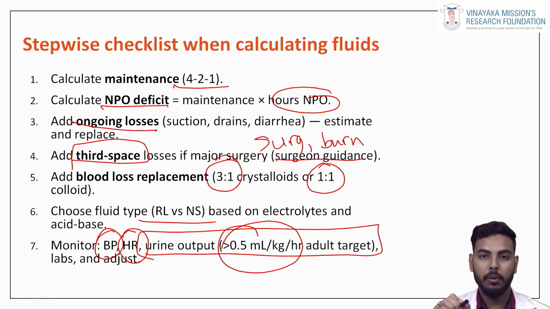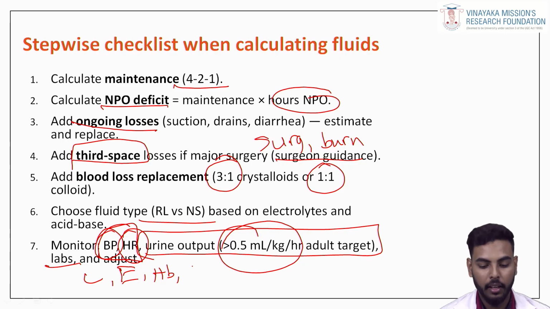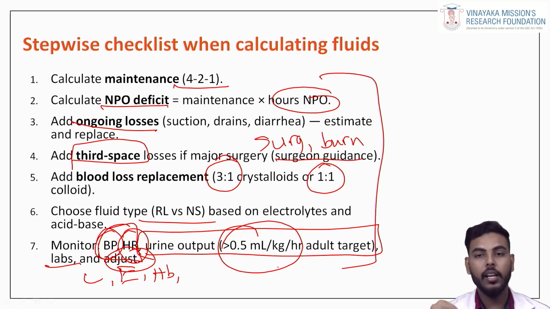While monitoring, you have to remember heart rate, that is hemodynamics will be monitored, then urine output will be monitored. Urine output should be more than 0.5 ml per kg. And lab values like lactate, then electrolytes, then hemoglobin, these are the different lab values we'll be using, then adjusting according to the vital signs. Okay, so these things you have to remember while giving fluid therapy to the patients.